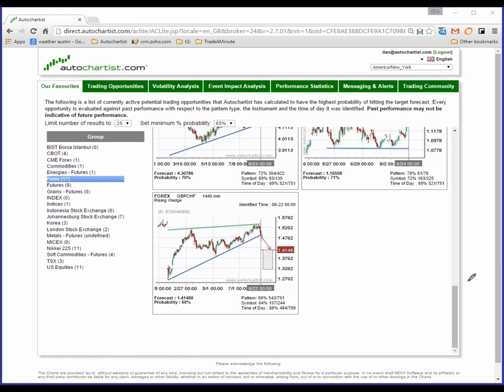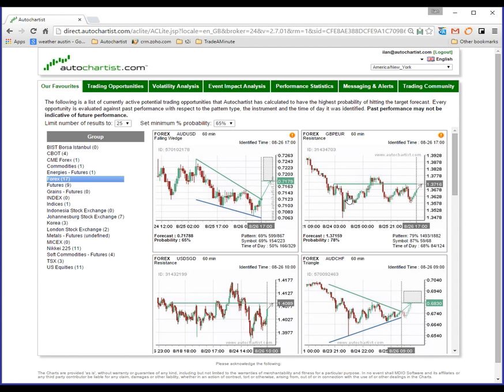So it looks to me, after quickly having a look at the opportunities on our favorites, I am probably going to, after this webinar, have a very close look at this GBP Euro opportunity here. That's the one I would certainly focus on today, and that's really the point of Autochartist, right? Is to highlight certain opportunities and let you dig deeper.